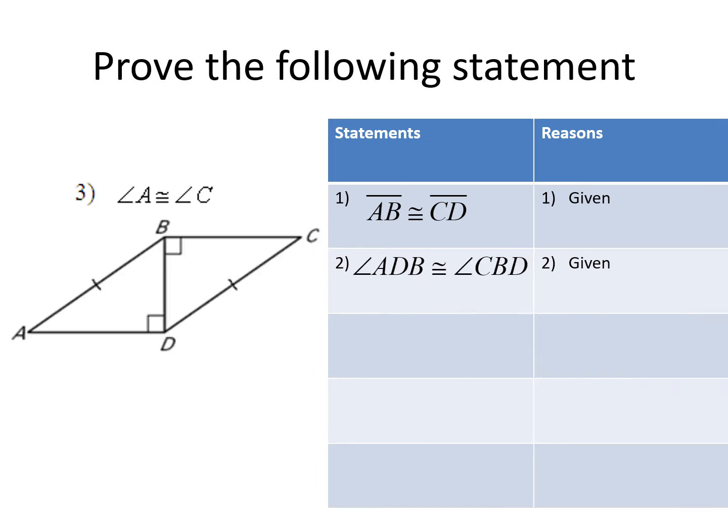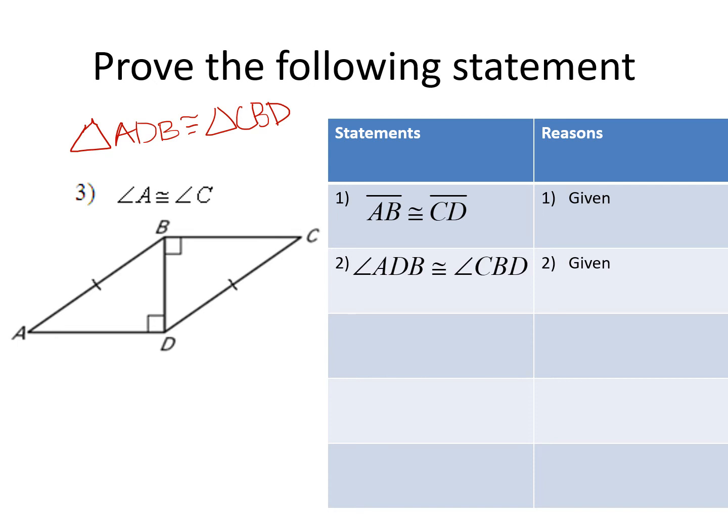All right, so again, we have example 3 here, and we're trying to prove that angle A is congruent to angle C. So notice again my picture, I have triangles, so before I can prove that those angles are congruent, I'm going to want to prove that the triangles are congruent. So I'm going to try and prove that triangle ABD is congruent to triangle CBD. And I want to try and do that before I can prove that angle A is congruent to angle C.